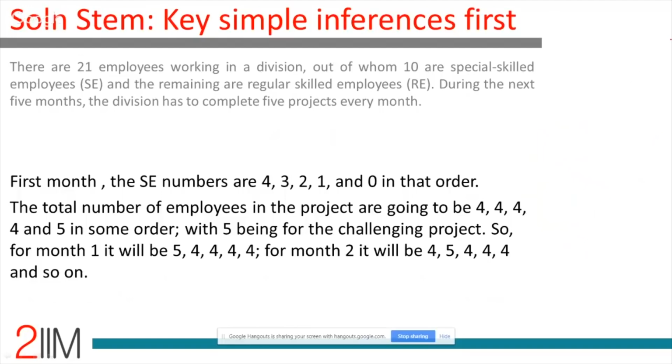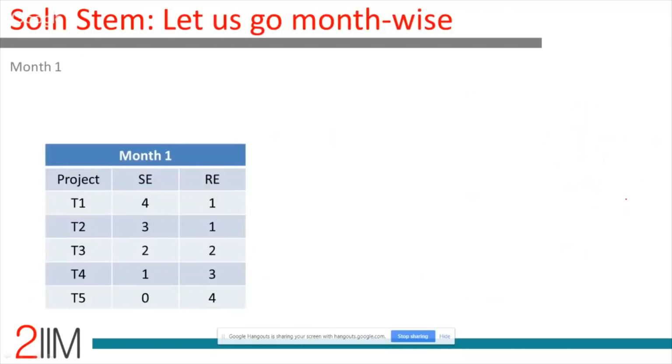The number of employees, the first month, is 5, 4, 4, 4, 4 for T1 through T5. Second month is like this. Third month is like this, and so on. We know that, so I'm going to fill this data in. Month 1, we have 4 SEs and 1 RE, 3 and 1, 2 and 2, 1 and 3, 0 and 4. Month 1, we know.